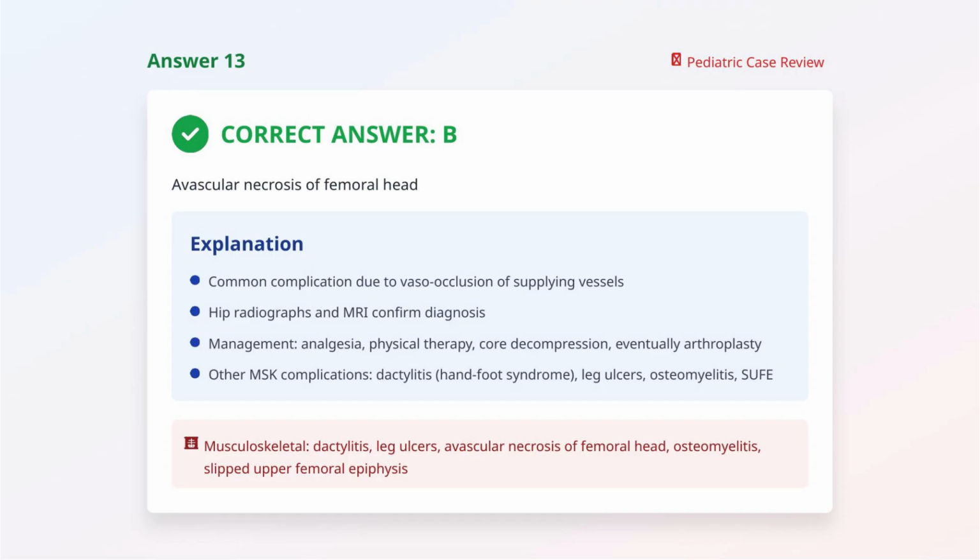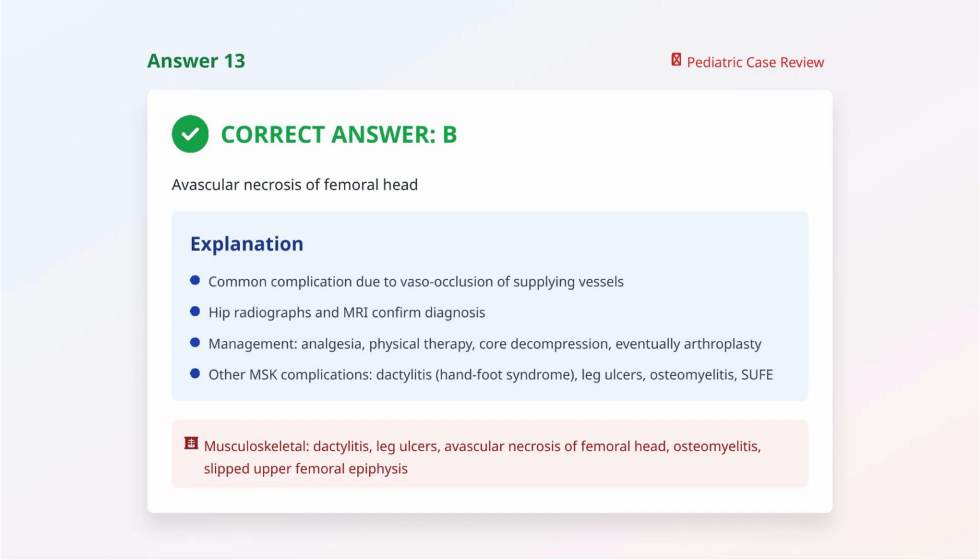Hip radiographs and magnetic resonance imaging confirm the diagnosis. Management includes analgesia, physical therapy, core decompression, and eventually arthroplasty in severe cases. Other musculoskeletal complications of sickle cell disease include dactylitis, hand-foot syndrome, leg ulcers, osteomyelitis, and slipped upper femoral epiphysis.